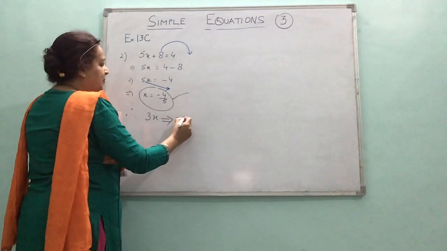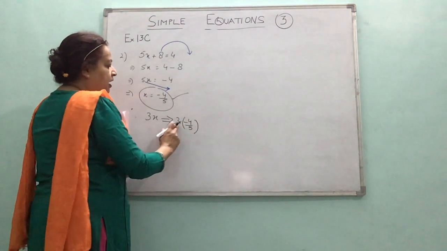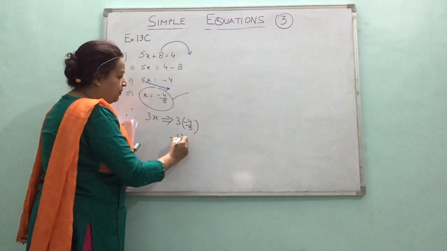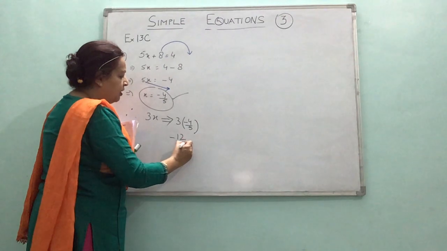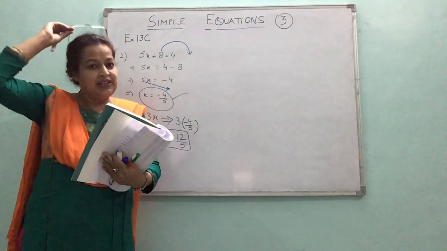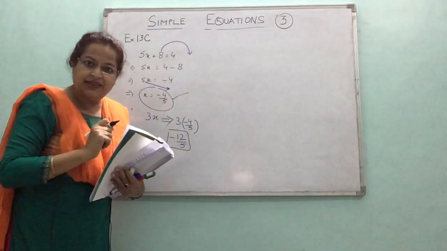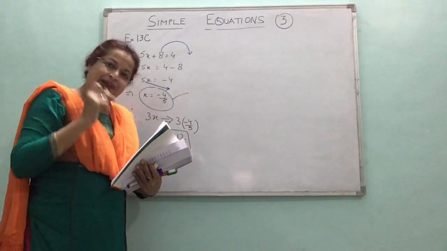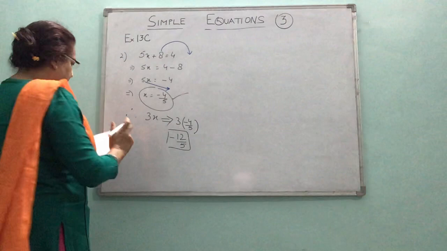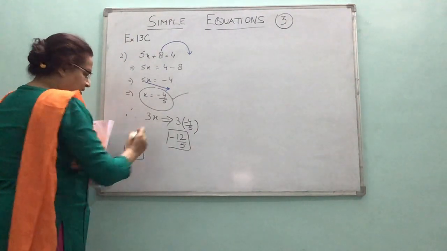3 into, I'll put it in brackets because there's a sign, so you will not make a mistake. A positive into negative would be minus. 3 into 4, 12 by 5. So 3x is this. Because x they have not asked, they have asked the value of 3x. So first what we do, we find value of x and then we multiply it by 3 to get value of 3x. So what is my correct option? Correct option for answer number 2 is C.